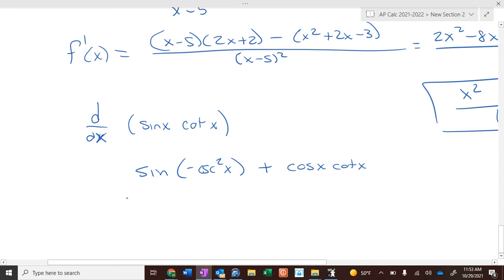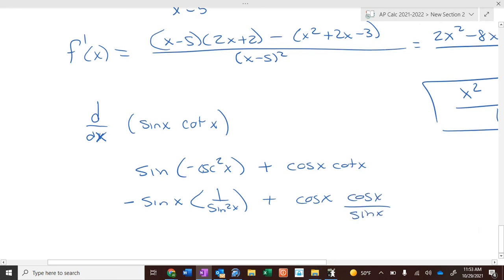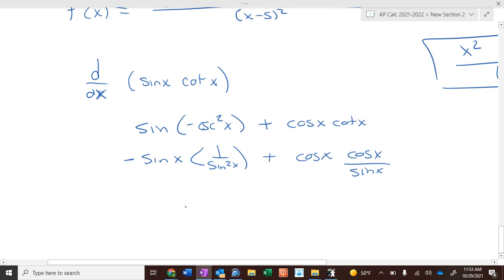Now, what is cosecant squared? Are you doing that because of the product? Yes, this is a product rule. Cosecant is 1 over sine, so cosecant squared is 1 over sine squared. So it's negative sine times 1 over sine squared, plus cosine squared over sine.